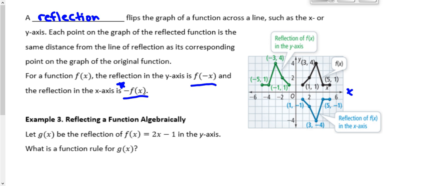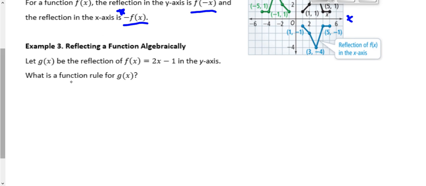Probably this one occurs more frequently. I'm not saying we won't use this one, but again, this one does occur more frequently. When we are talking about reflecting, this is: let g of x be the reflection of f of x equals 2x minus 1 in the y-axis. What is the function rule for g of x?